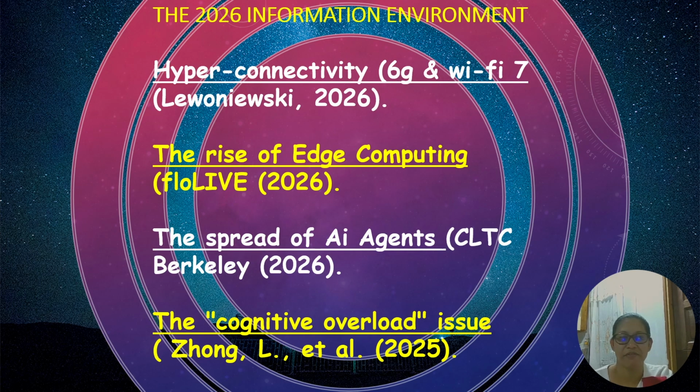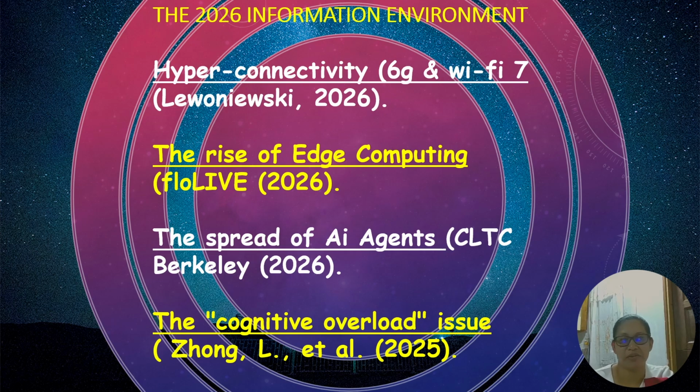Now, what is the information environment like in 2026? Well, when it comes to hyperconnectivity, it's the worldwide spreading of ultra high speed internet, which has greatly reduced delays in communication, making it possible for wrong or manipulated content or disinformation to spread to millions of people almost instantly.